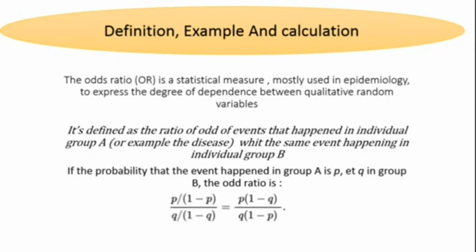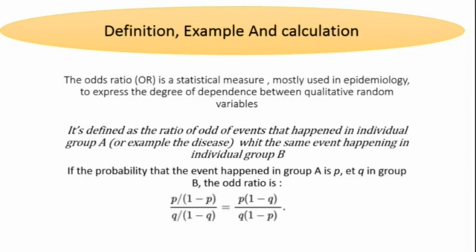So what's odds? Odds is a ratio of the probability of an event and the contrary of the event. So if the probability that the event happened in group A is P and Q is the probability in group B, the odds ratio is calculated as follows: odds of the probability that the event happened in group A over odds of the probability of the event in group B. How to compute the odds ratio really?